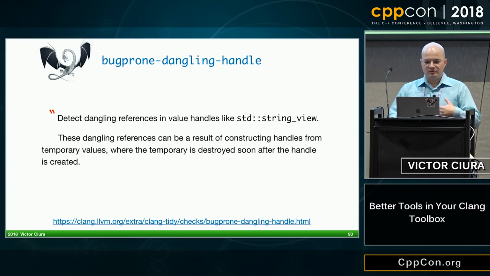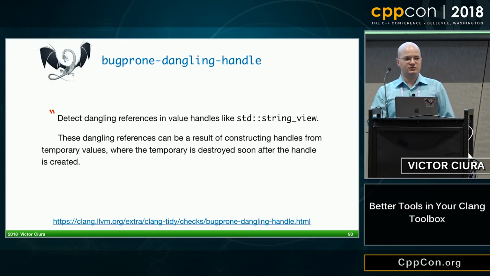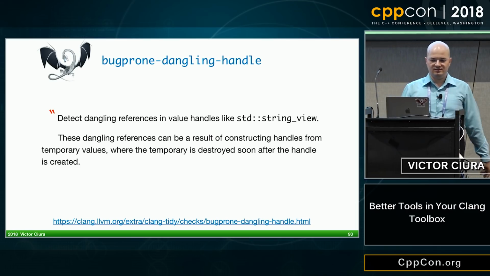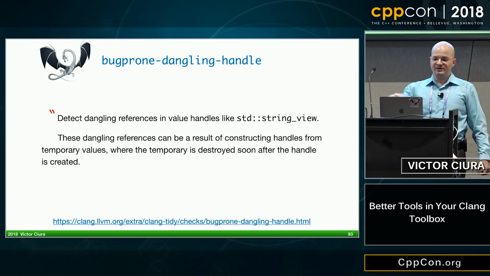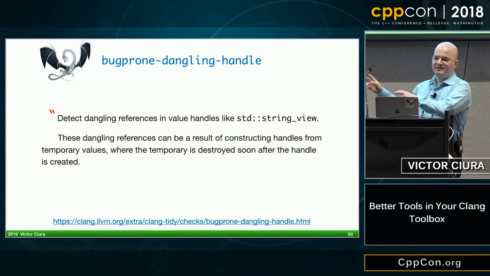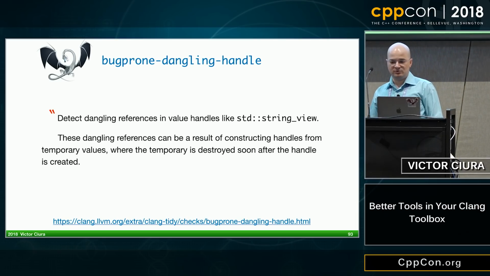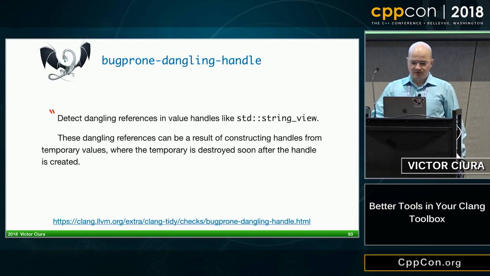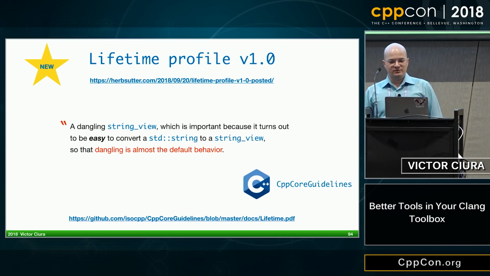And it's a more general setting. It detects any dangling handle. Its main purpose is around string view, but it's a general check. This is one of those checks that have a configuration, and you can actually specify a different handle-like class, like string view, if you have some of your own in your code base. So it is configurable. And very hot news, lifetime profile 1.0.